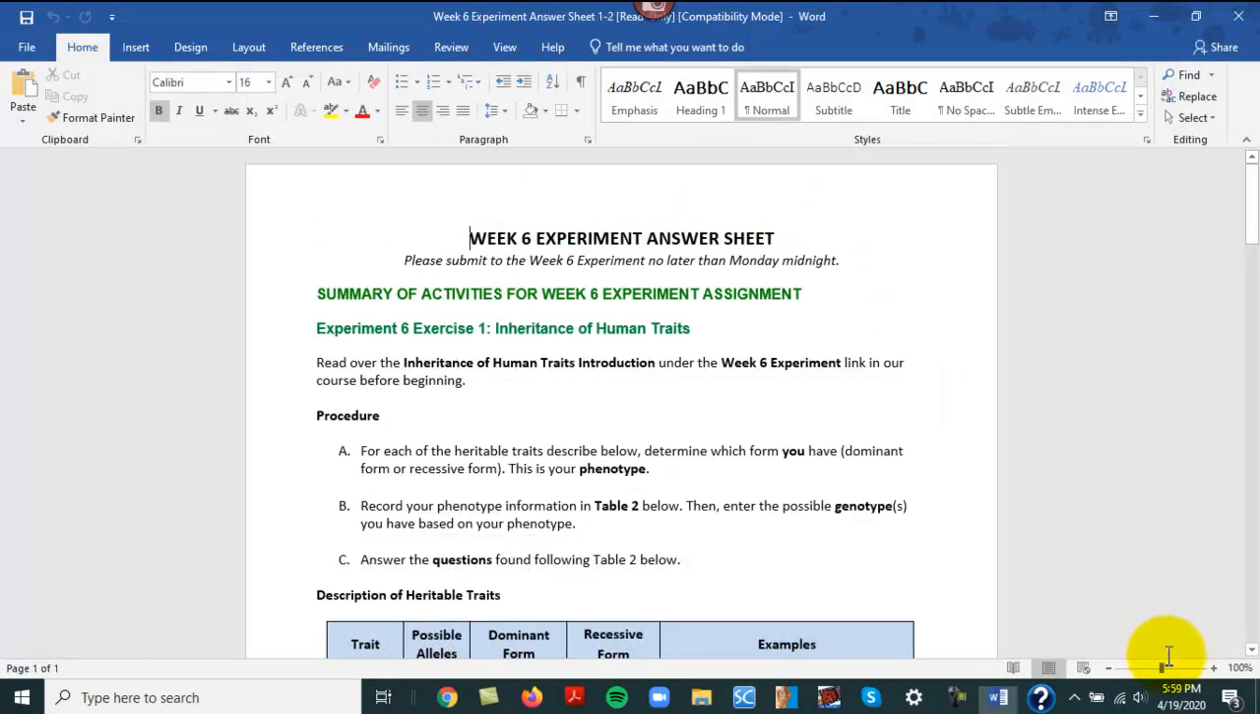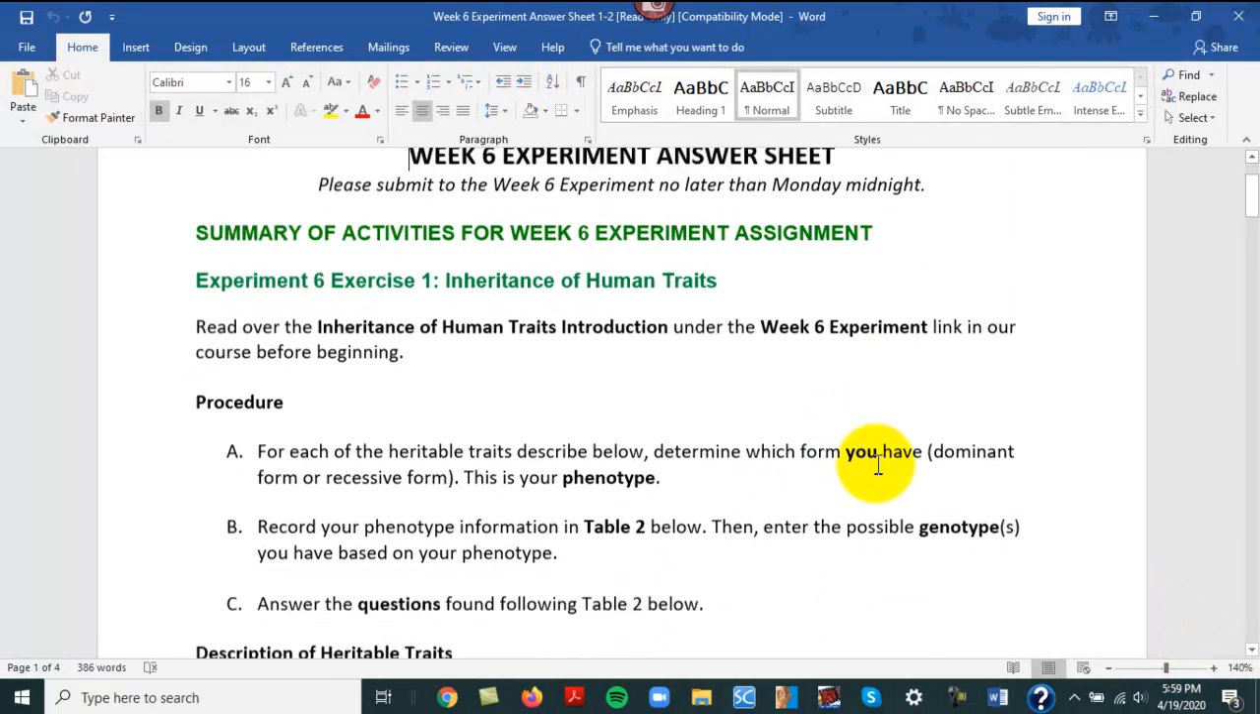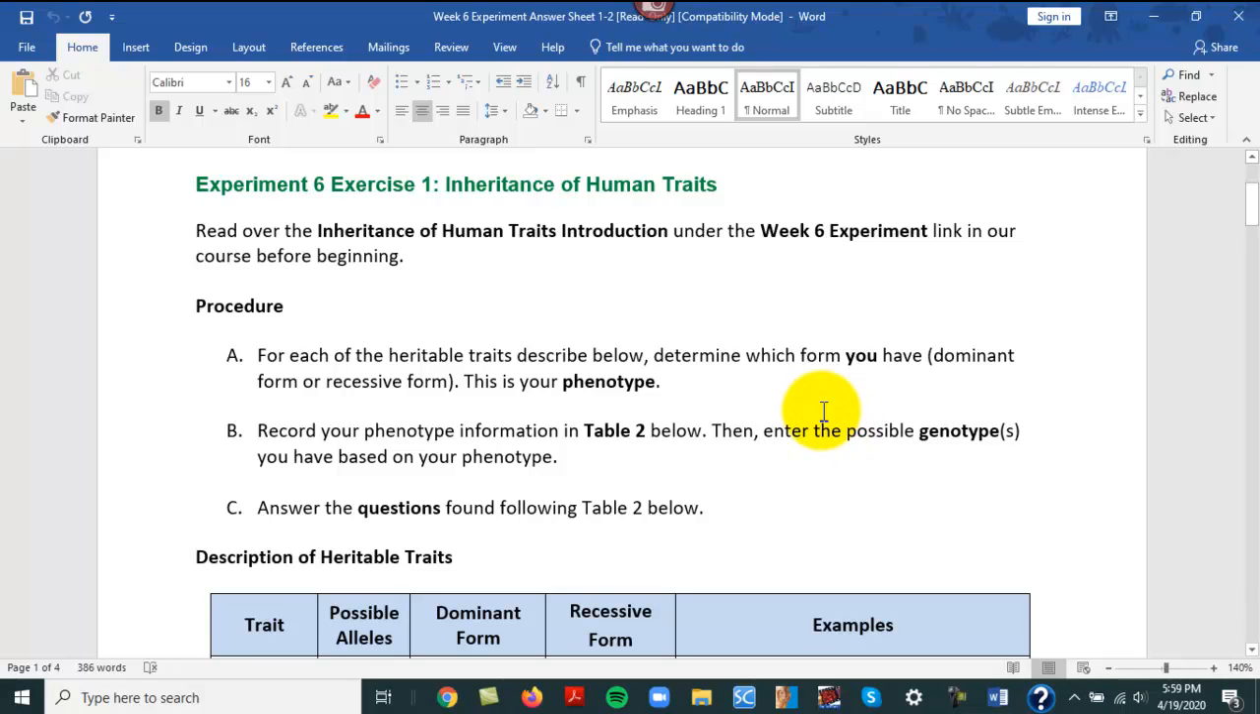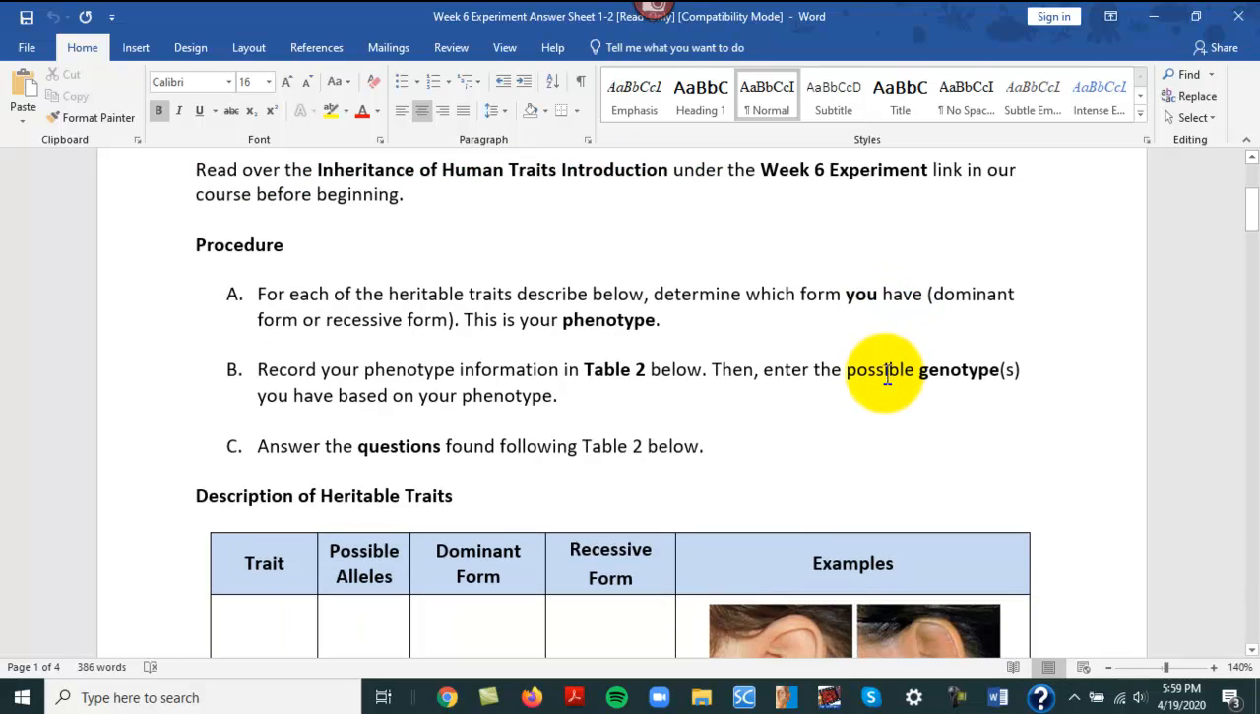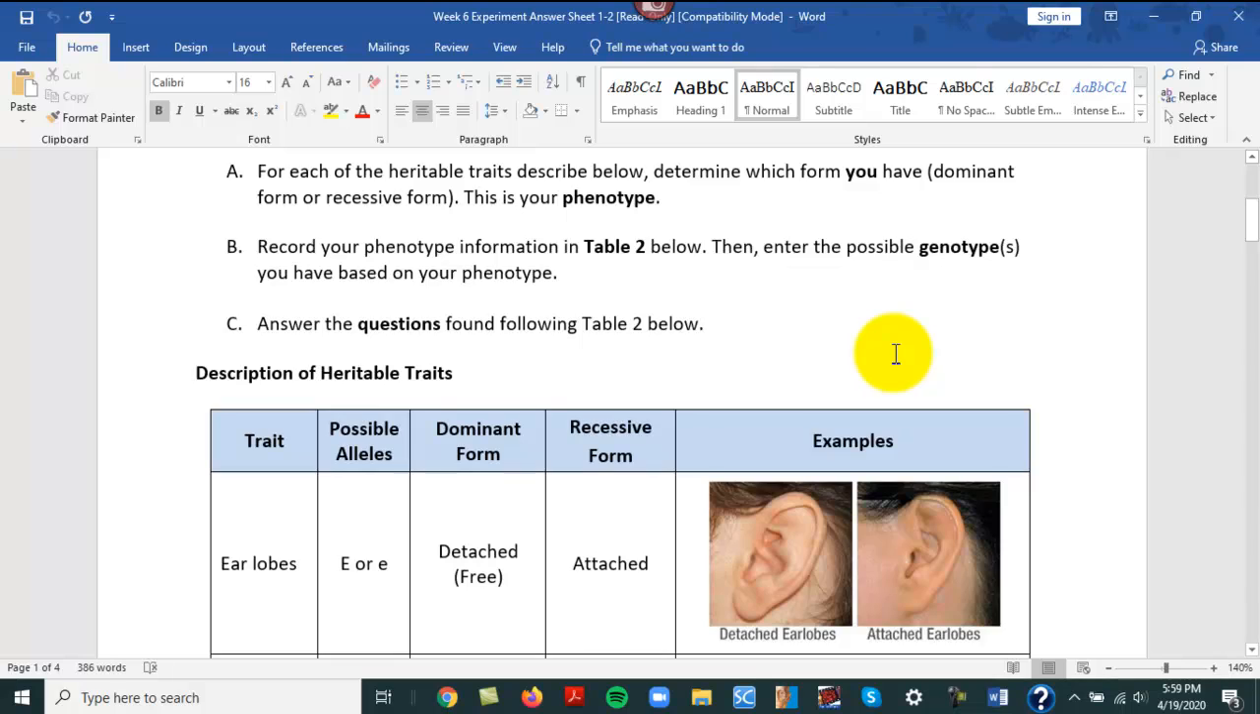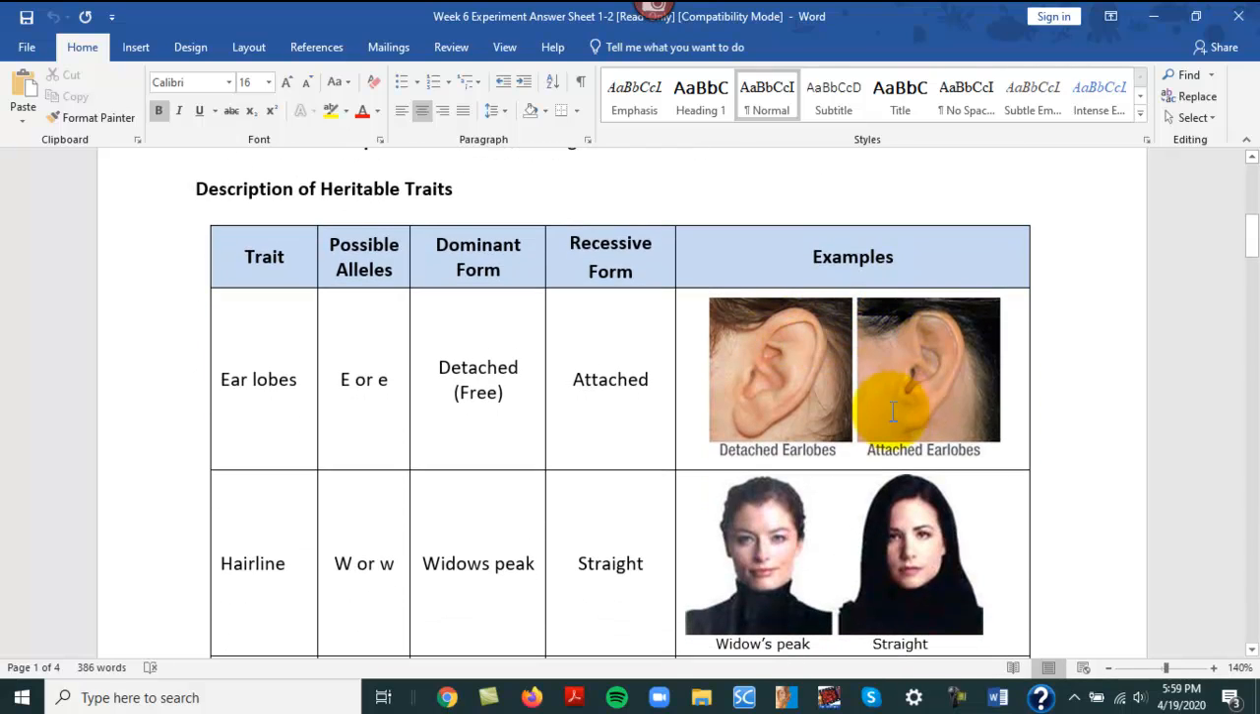All right, and I'm going to make this a little bigger. So it goes on, it says, for each of the heritable traits described below, determine which form you have, dominant or recessive, for your phenotype. Once again, recessive traits, you have to get 2 copies of those. Okay, here is one, I remember this one in college: detached earlobes. See how that one is not attached to the bottom, whereas this one has some webbing underneath it. Possible alleles, E or little e. Dominant form is detached, recessive is attached.